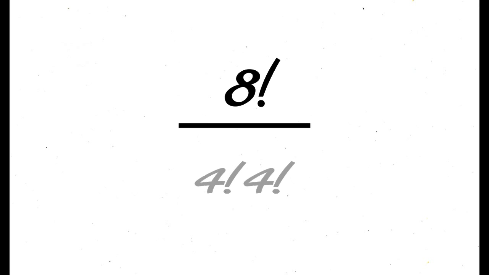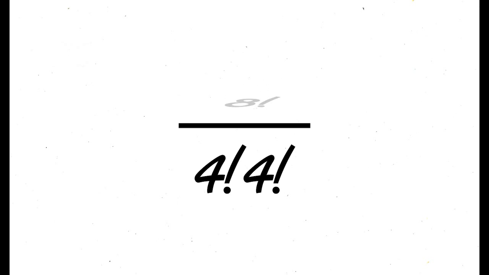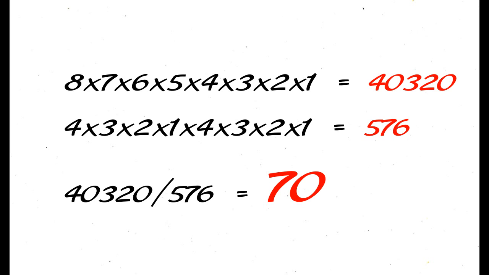So since you moved 8 times in total, write 8 factorial over 4 factorial 4 factorial, because you moved 4 times to the right and 4 times up. When I solve 8 factorial over 4 factorial 4 factorial, it equals 70. So now I can answer your question: there are 70 fastest paths of going to your house.